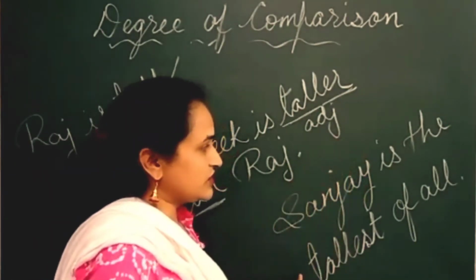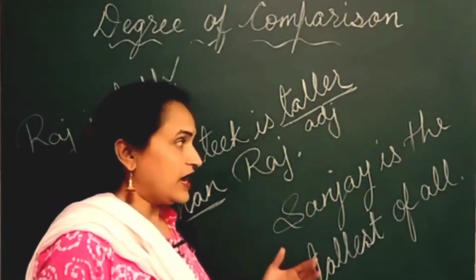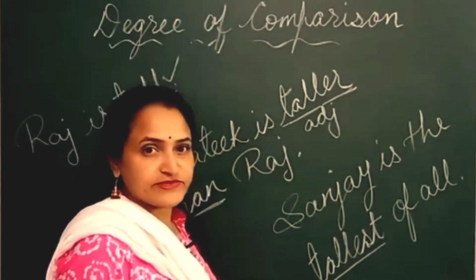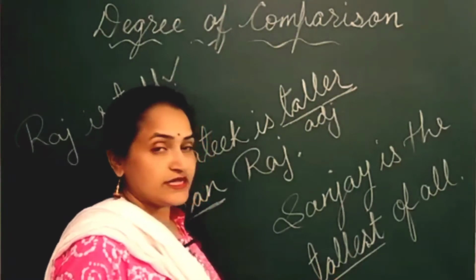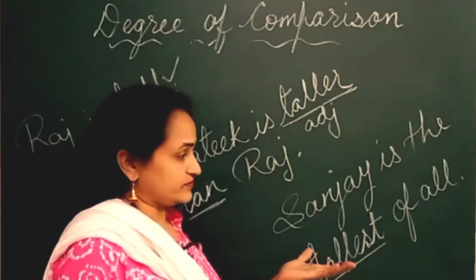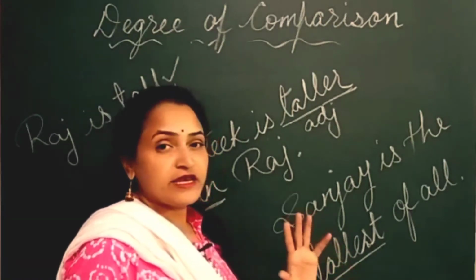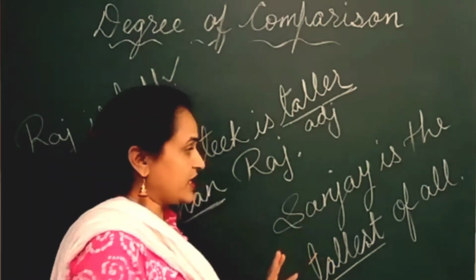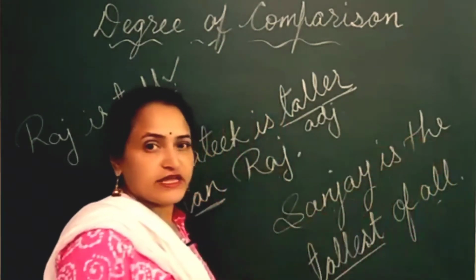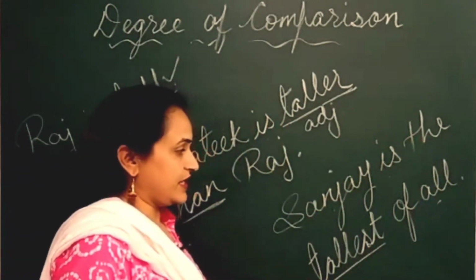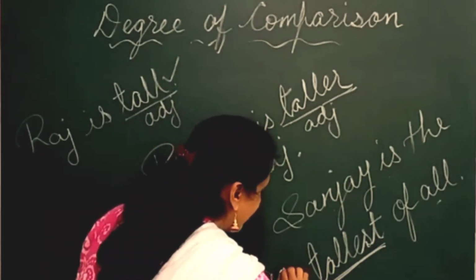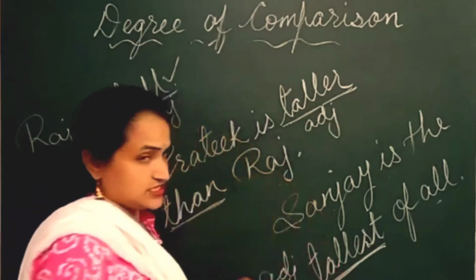Now look at the third one. Sanjay is the tallest of all. Again we are discussing the same quality in this third sentence, but here we are doing the comparison of the same quality in a group. Okay, so Sanjay is the tallest of all. Sanjay सबसे ज़्यादा लंबा है. In that case, this word tallest is also an adjective, but the form is changed.